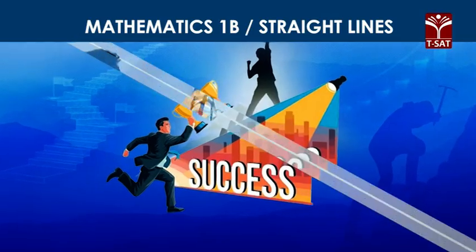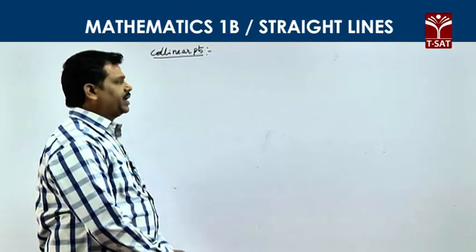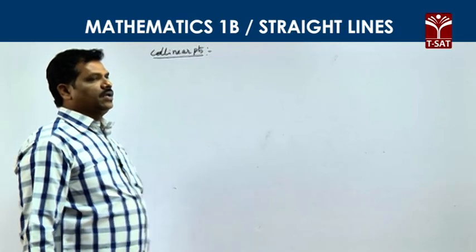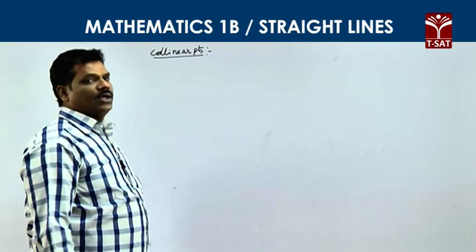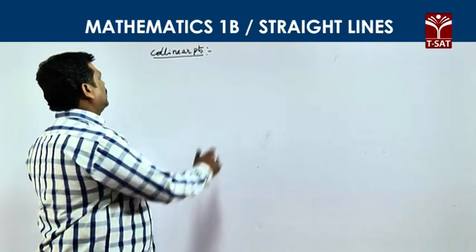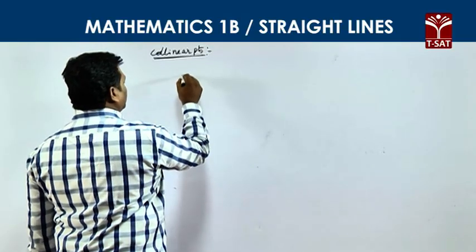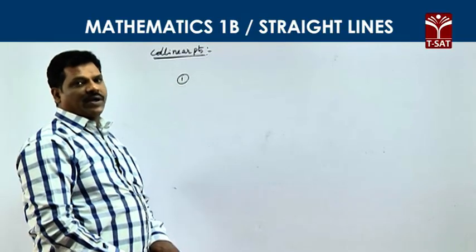Next, conditions for collinear points. What is the definition of collinear points? Three or more points are said to be collinear if they are lying on the same line. That is the definition of collinear points. Next, the conditions. What is the condition for collinear points?